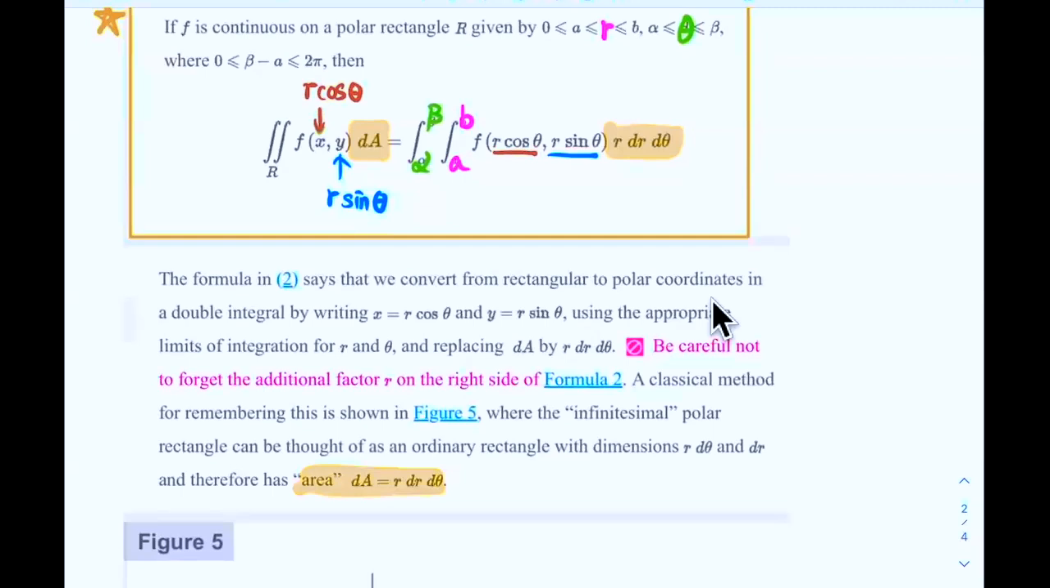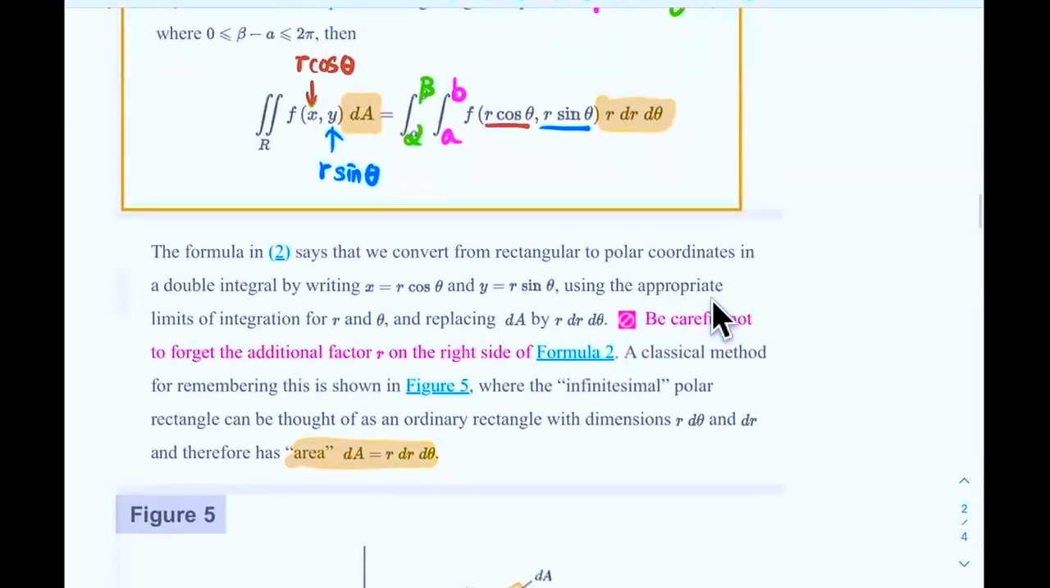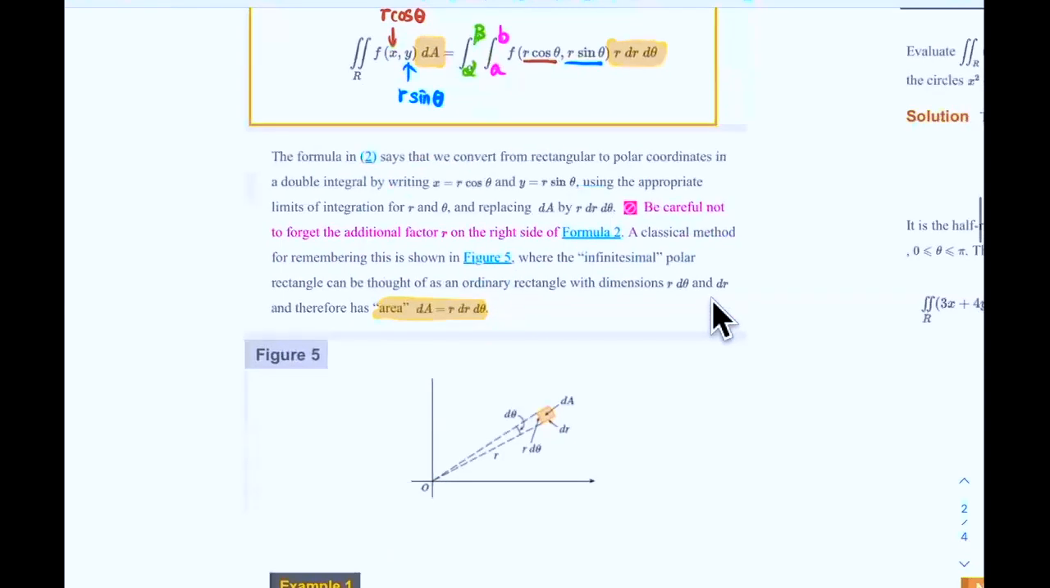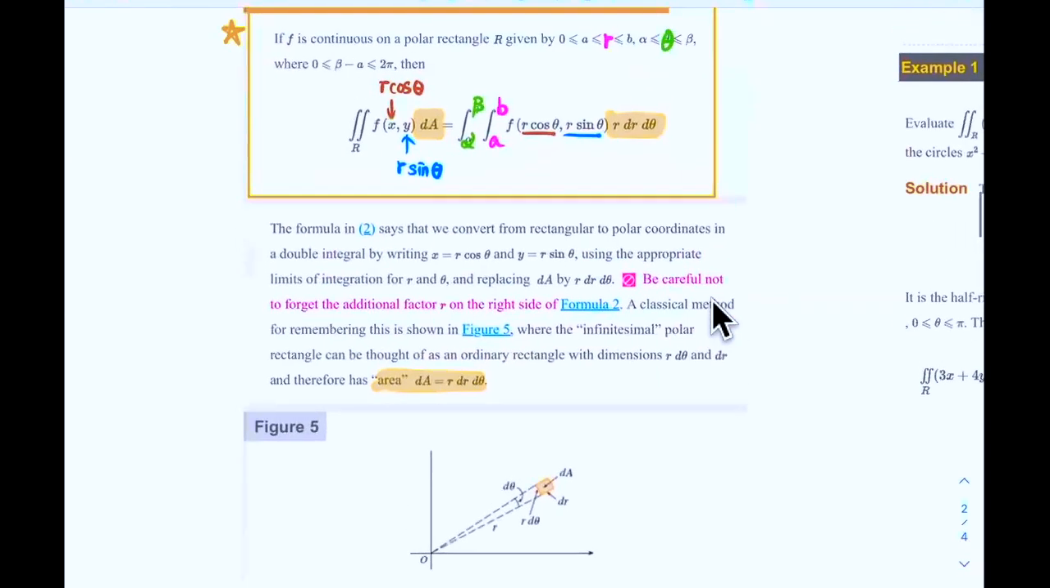Now how can you remember? Let me draw a picture over here. Actually, we have a picture down here too. I'm going to make it larger so you can see better. So you have this region, this polar subrectangle. I like that one. This part over here is going to be r times d theta.